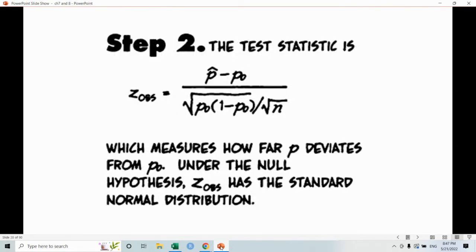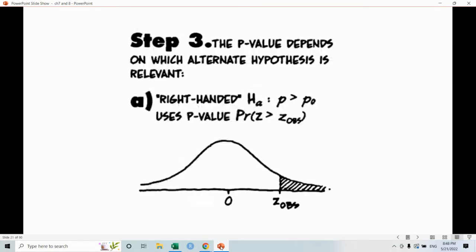Step 2, a test statistic. For large samples, we of course can use the normal curve and get a z-score. We should know how to calculate a z-score. It's the same formula that we talked about last week, which measures how far P hat deviates from P0 under the null hypothesis. The z observation has the standard normal distribution. So you can use the z-table, or you can use the calculator that I created last week.